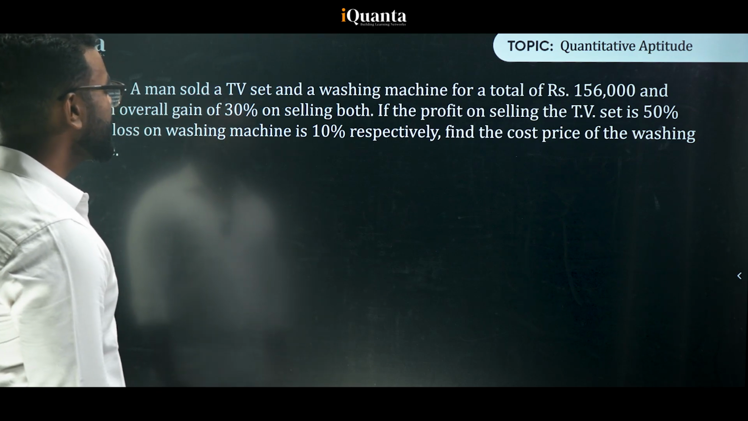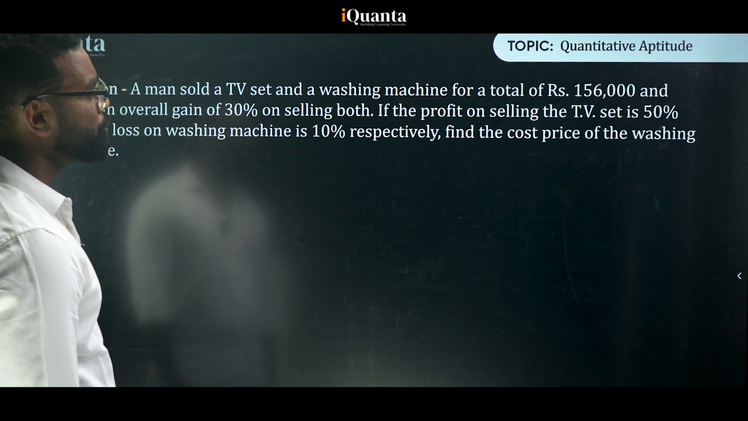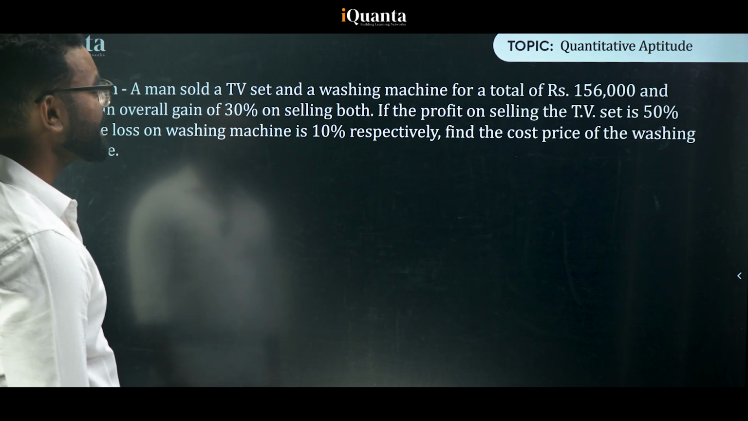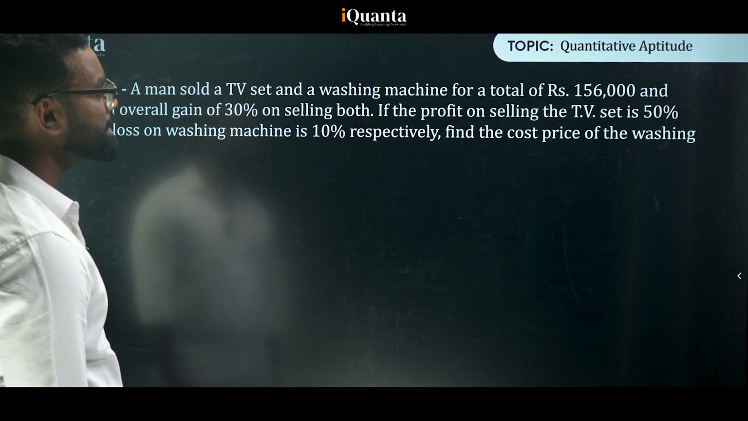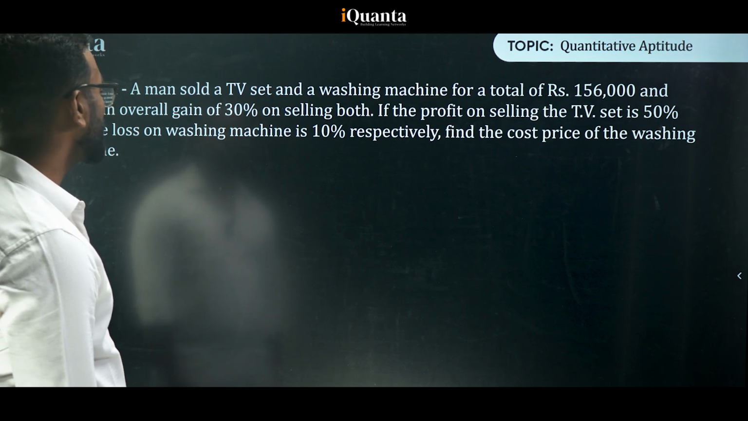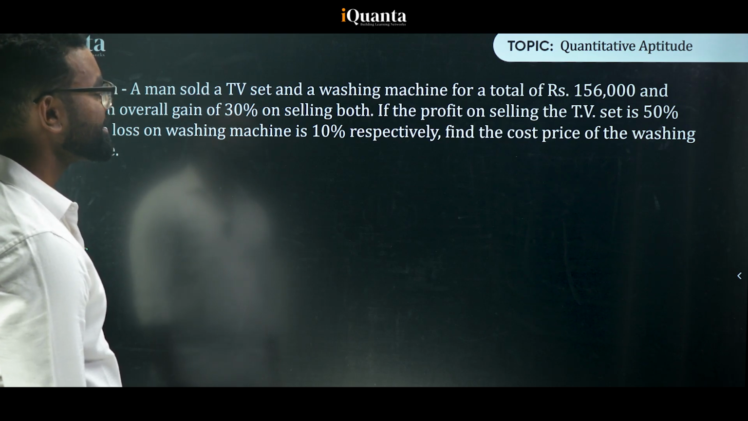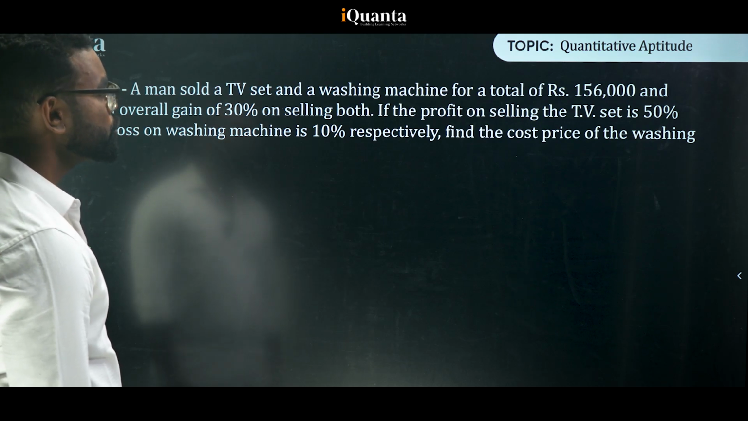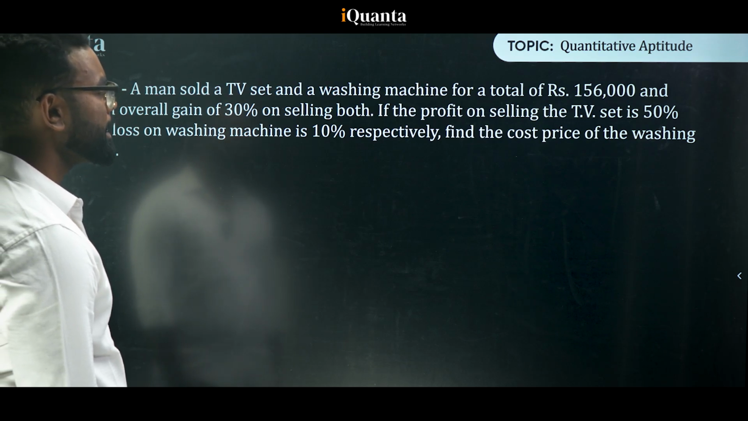A man sold a TV set and a washing machine for a total of 1,56,000 and made an overall gain of 30% on selling both. The profit on selling the TV set is 50% and the loss on the washing machine is 10% respectively. Find the cost price of the washing machine. So think about it this way. First, you need to find the cost price.